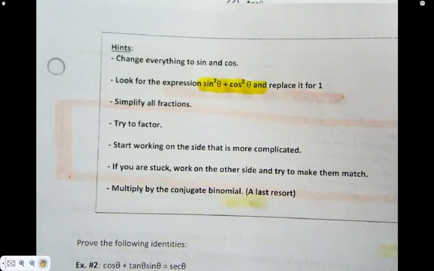2 lines. You want to try to factor when you can. How do you know if something's factorable? It's quadratic. So the minute you see a squared in there, you probably want to factor it. Typically, we start working on the side that's more complicated because there's more stuff we can do with it. If you're stuck, we go to the other side and we see what we can do to that side. And the very last step, if you've done everything else and there's nothing else you can do, we multiply by what's called the conjugate binomial.